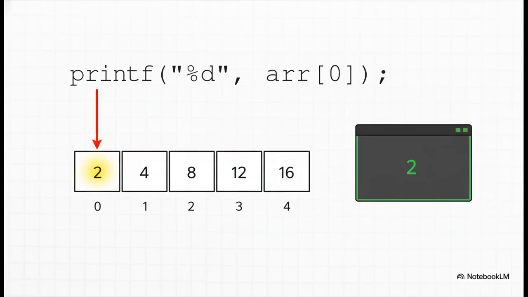Let's look at a quick code example. Here, we've got an array of integers called myNumbers. When we tell the program to print myNumbers[0], it knows exactly where to go, that first slot, and boom, it prints out the value 2.